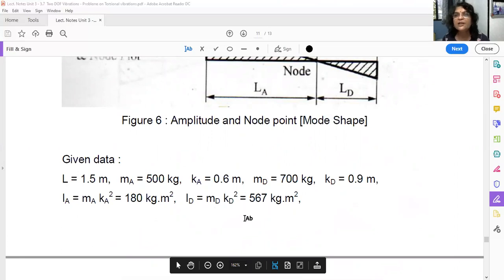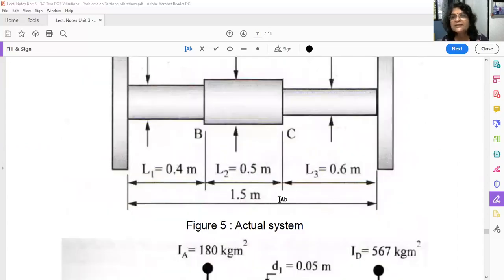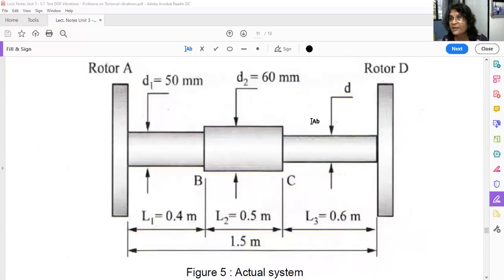Then the total length of the shaft is given, that is 1.5 meter. Then there are 3 sections, so D1, D2, D3. We have to find out D3. Here this is a reverse problem. So D3, that means we call it D. So D is unknown. Then L1 is given, L2 is given, L3 is given. Understood? And what else is given?